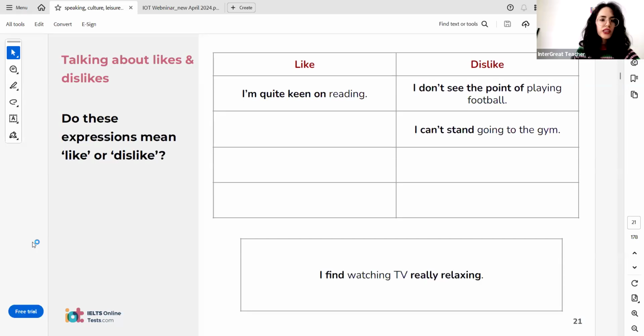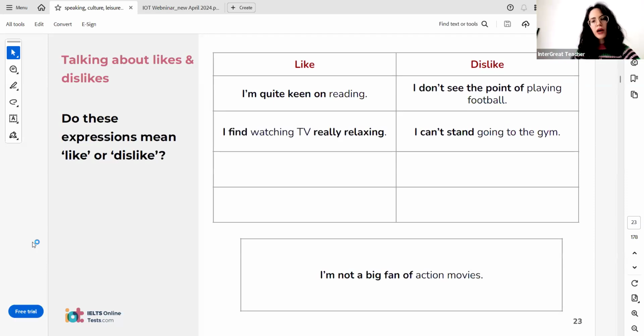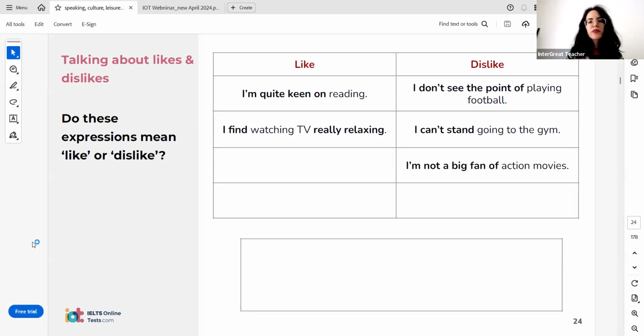Okay. "I find watching TV really relaxing." So I find something, and then I can obviously use a positive adjective or a negative adjective. If I use something like relaxing, for sure it means like. Okay. How about "I'm not a big fan of action movies"? Not a big fan of. Very good. Yes, exactly. So definitely a dislike.